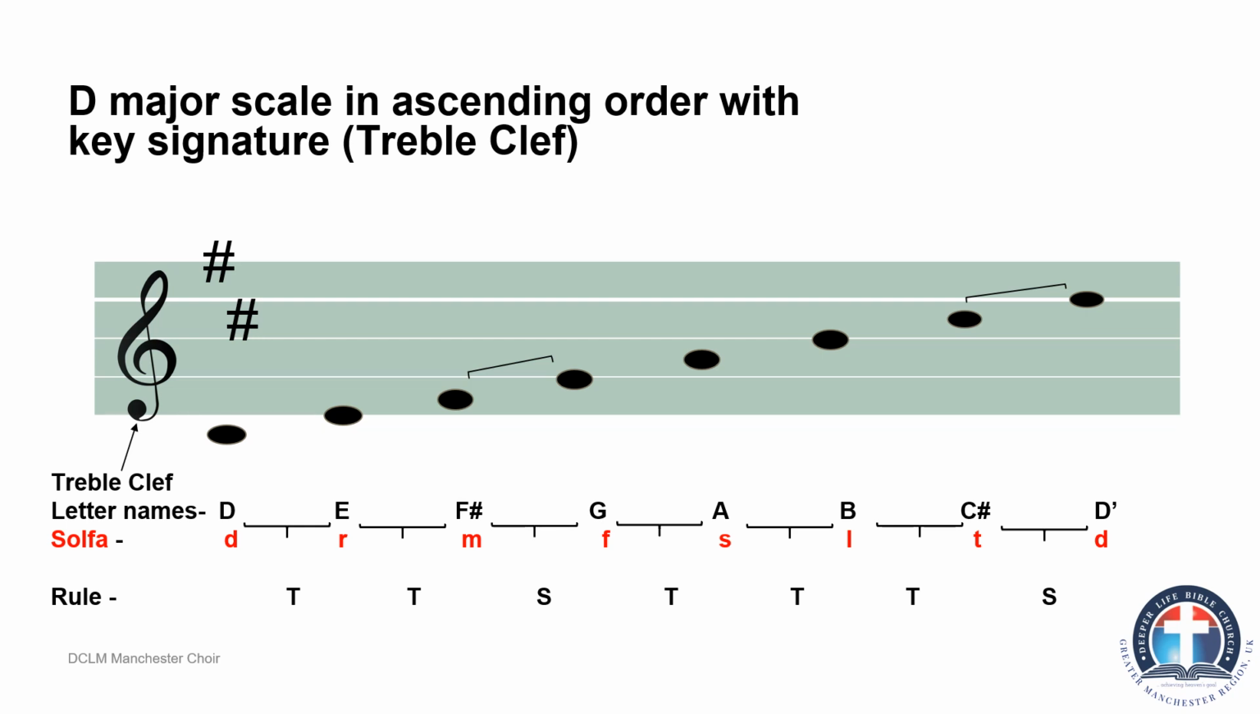Just the way we did the last one, it's still the same thing: D, E, F sharp, G, A, B, C sharp, and then D octave. The only difference is that this one has a key signature, meaning that it has the sharp placed after the treble clef. So if you're asked to run the D major scale in ascending order with key signature on the treble clef, this is how to represent it, because here you can see the key signature, the treble clef, and then the scale that is being run. We'll look at another example on the next slide.